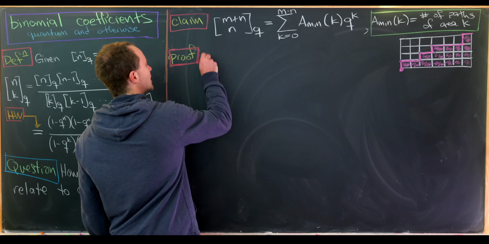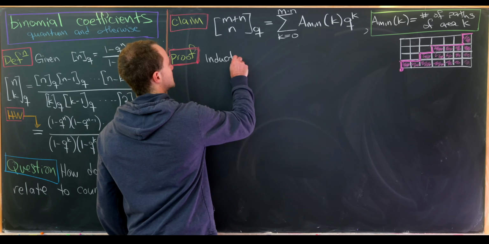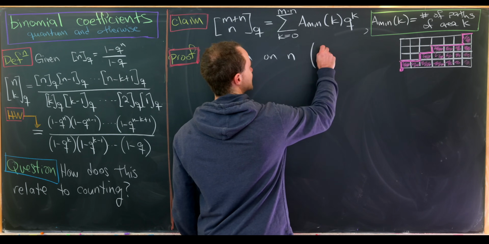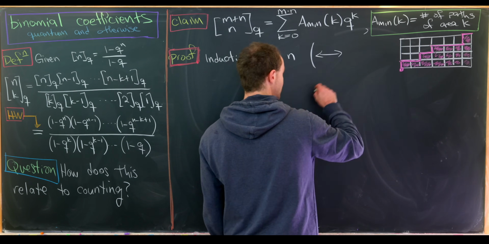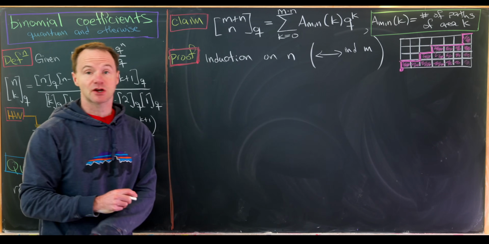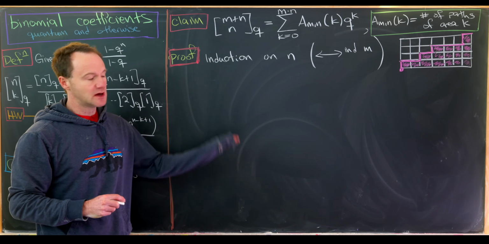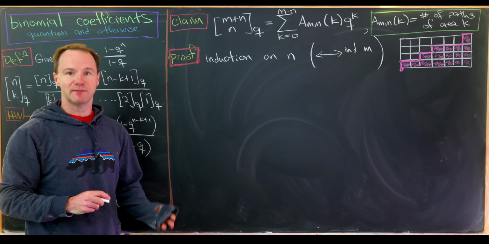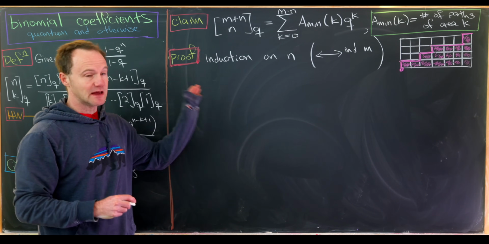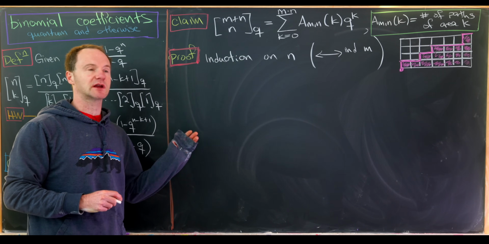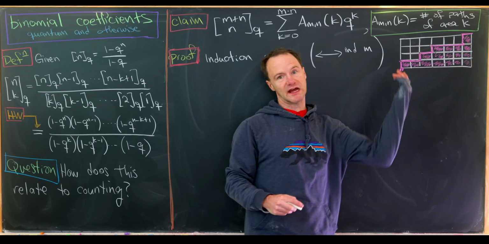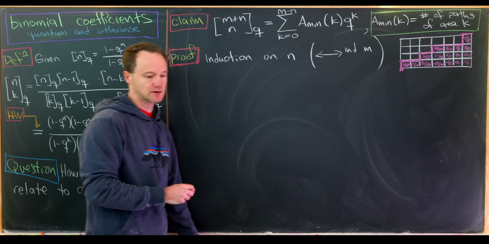Okay, so here we're going to use induction, and we're going to use induction on n. But let's notice that that is equivalent to induction on m, because m and n play symmetric roles here. In fact, working with an m by n grid is the same thing as working with an n by m grid, if we were just to rotate it a little bit. So that's really no big deal.